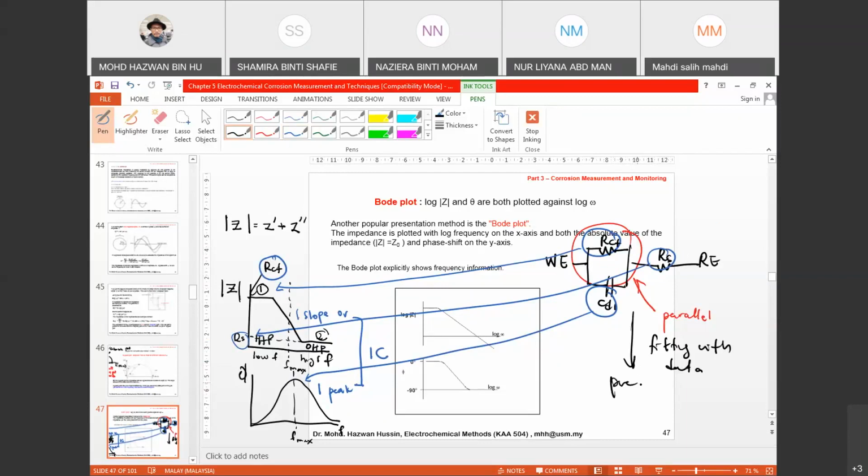Fitting is also important because you cannot read the values manually, because it needs calculation. You need a formula and so on. So if you fit it with a model like this and the software does it for you, it will give you a more precise value, which you can use to calculate inhibition efficiency and to explain the process.